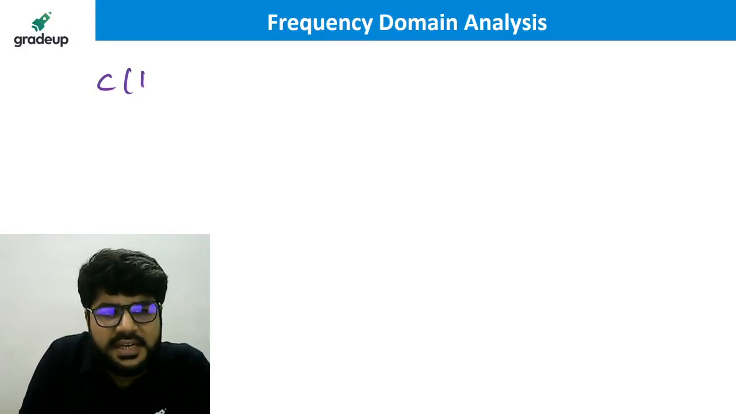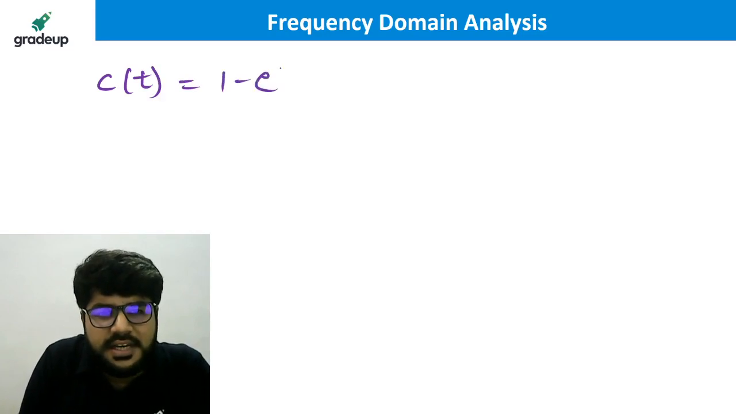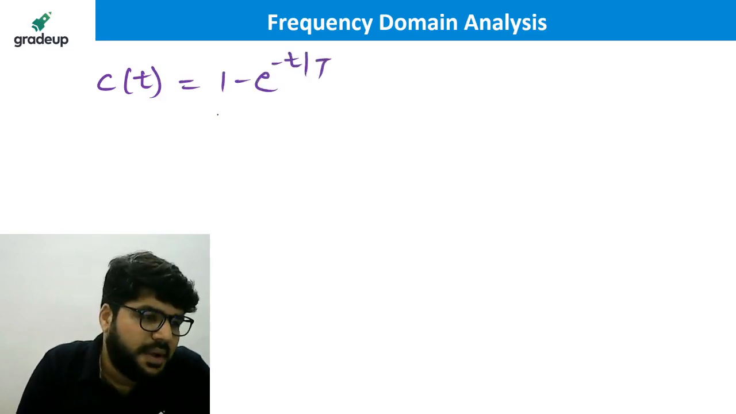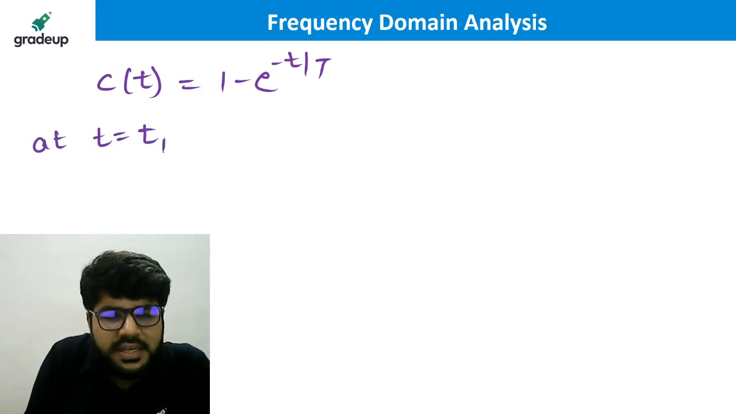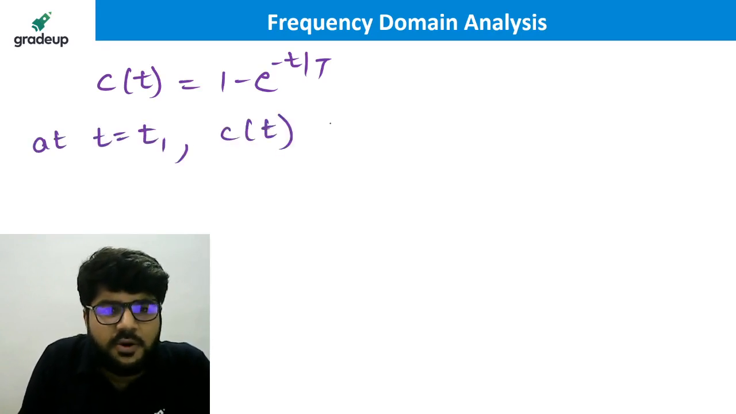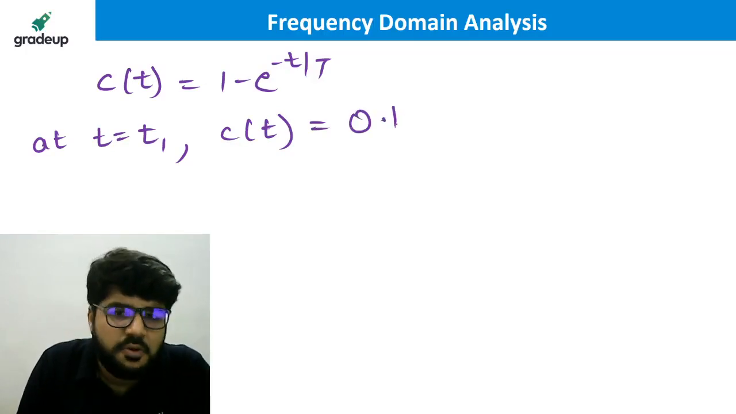What is the C(t)? For the first order, C(t) was given by 1 minus e raised to the power minus t by T. At t equal to t1, what is the output? It is 10%, that is 0.1.